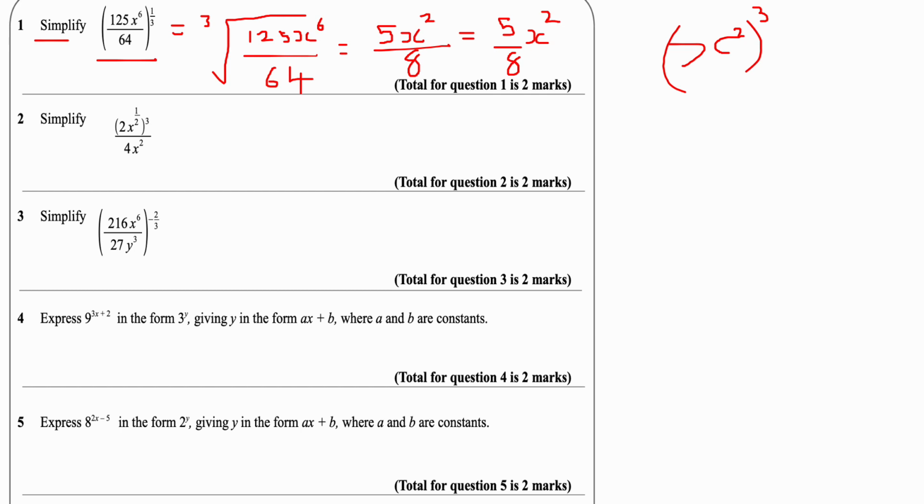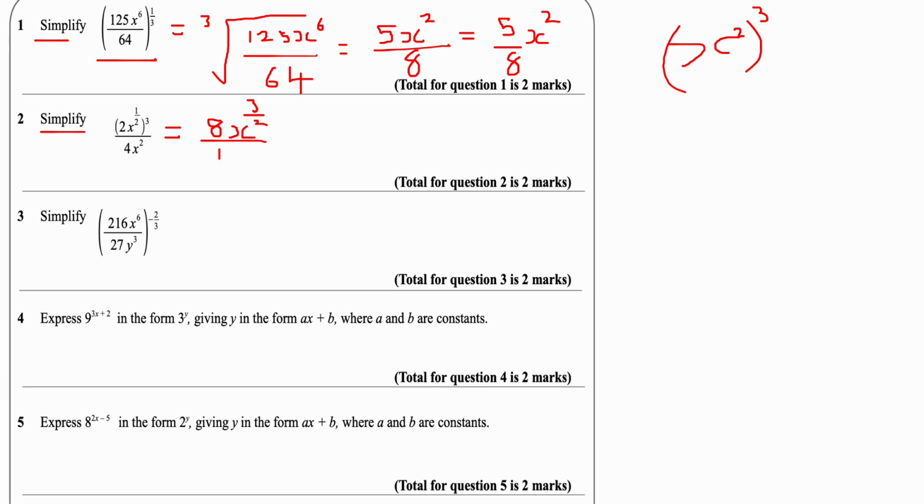Okay, question number 2, so this actually looks pretty nasty. Simplify 2x to the power of a half, all cubed, all over 4x squared. So let's do it bit by bit guys. 2 cubed is 2 times 2 times 2, which is 8. x to the half all cubed, well I just times the powers, a half times 3 is equal to 3 halves.